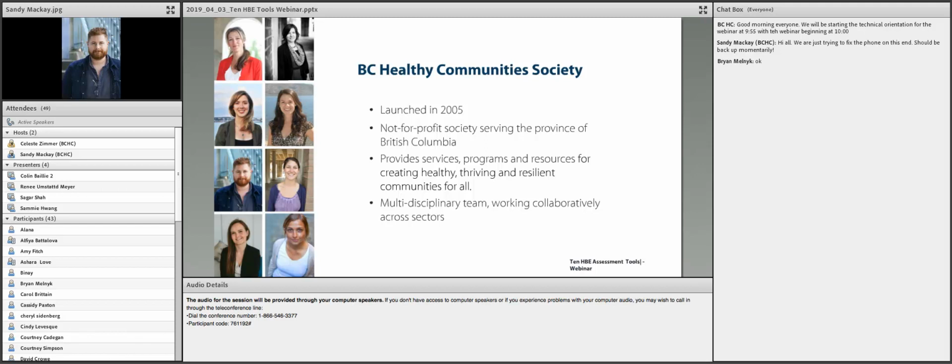BC Healthy Communities is a nonprofit society. We launched in 2005, and we serve the province of British Columbia, providing services, programs, and resources for creating healthy, thriving, and resilient communities. We've got a multidisciplinary team of public health professionals, planners, evaluation specialists, and communication specialists. We all work collaboratively across sectors to support communities across the province and health authorities across the province.